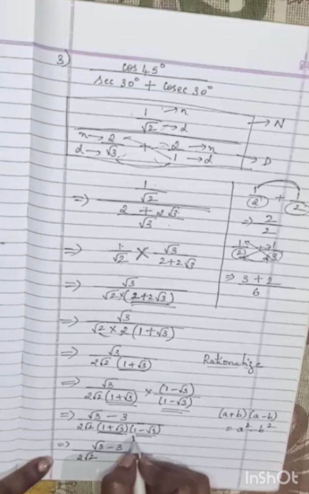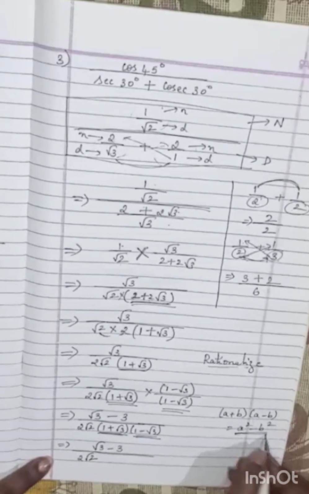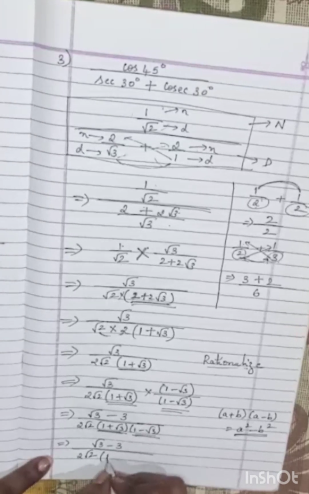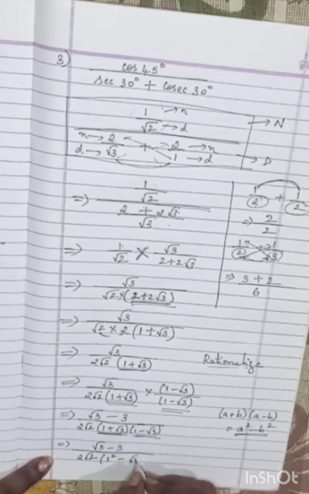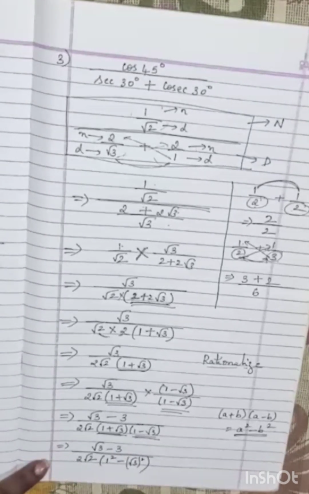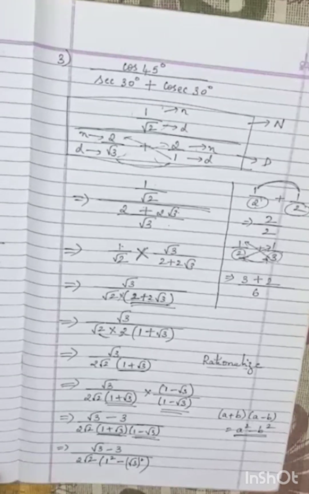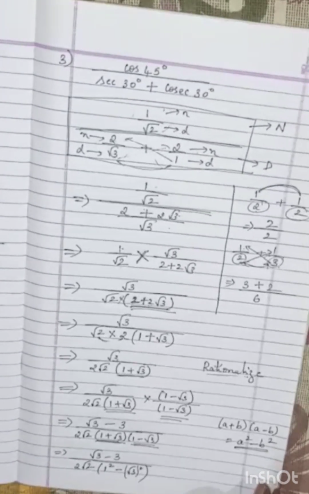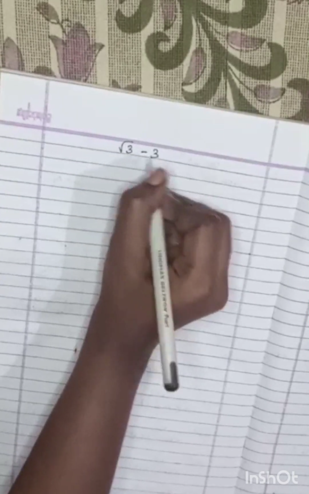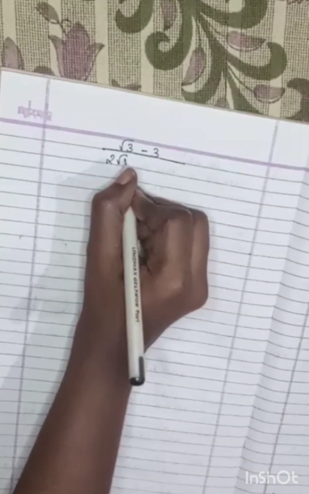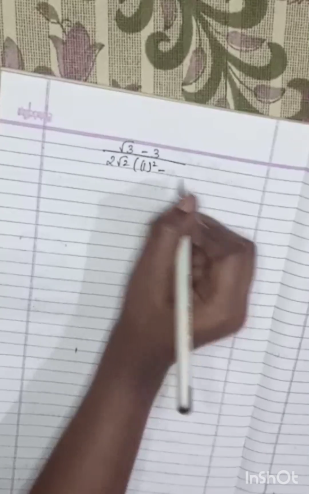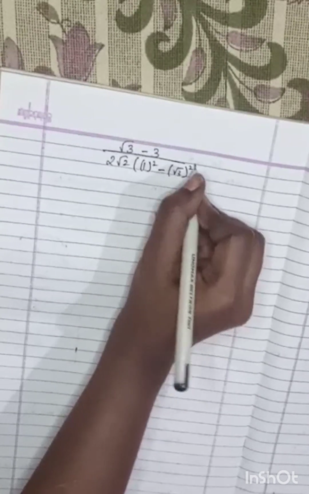This 1 plus root 3 into 1 minus root 3 can be written as a square minus b square. Here the a value is 1, so a square minus b square, where b is root 3. Understood till here? Now I'll copy down the step. Root 3 minus 3 over 2 root 2 into 1 square minus root 3 the whole square.